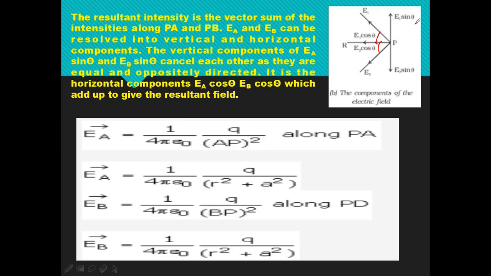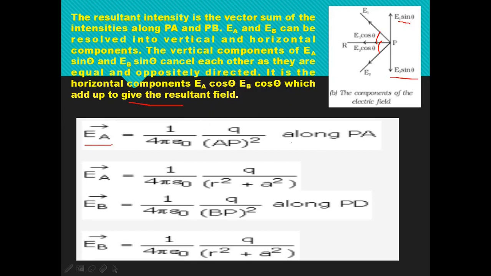Clear? Now here, EA sin theta and EB sin theta cancel each other because they are equal and in opposite directions. Only the components EA cos theta and EB cos theta are present here. Clear?